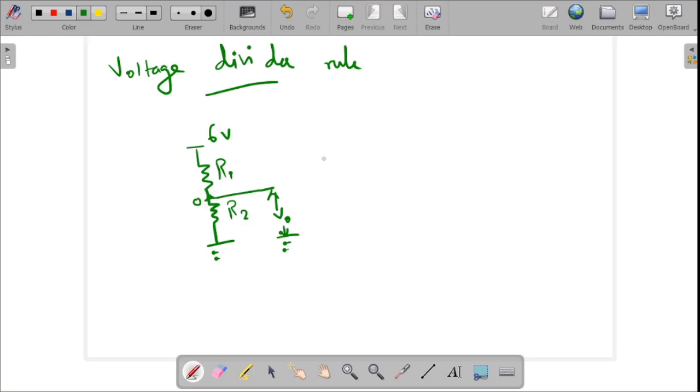So we have a formula: VO is equal to the total voltage, that is 6 volt. This 6 volt is the total voltage to the whole circuit, right? 6 into, across which resistor we are going to calculate the voltage. We are going to calculate the voltage across R2, right? So R2 divided by the total resistance in this circuit, that is R1 plus R2. That's all. So this is the simple circuit for how we find or divide the voltage.